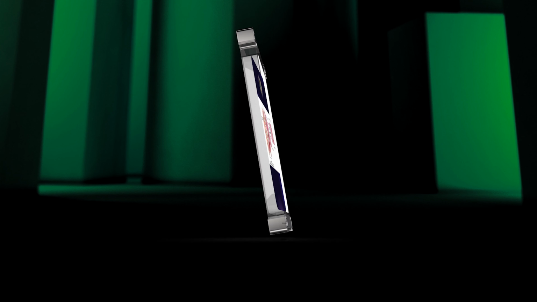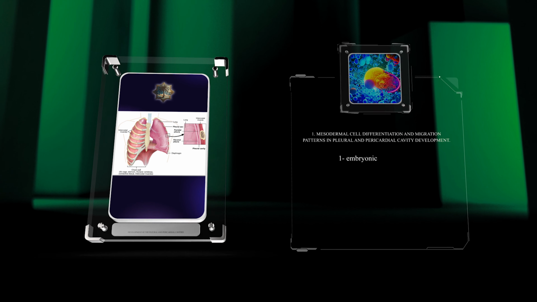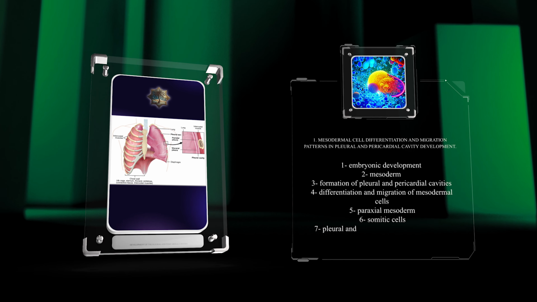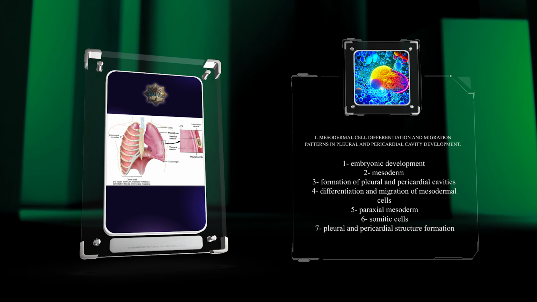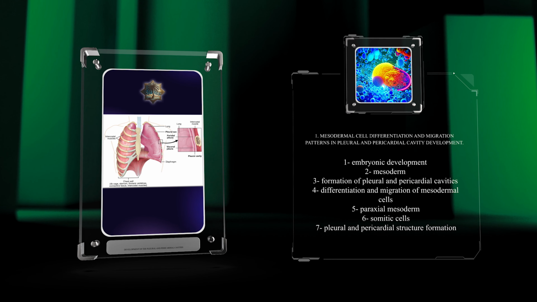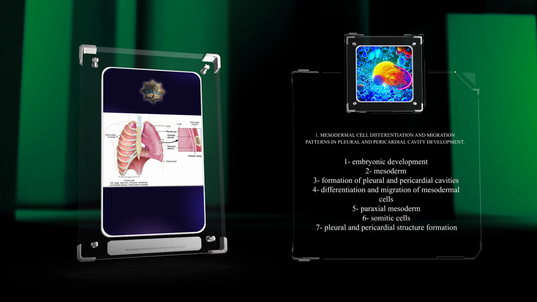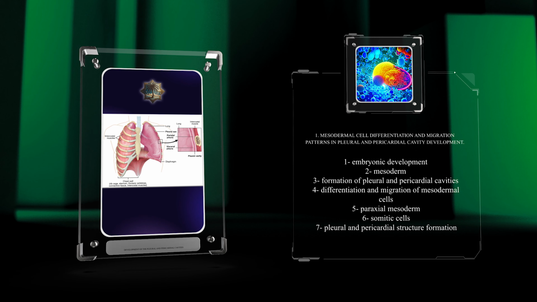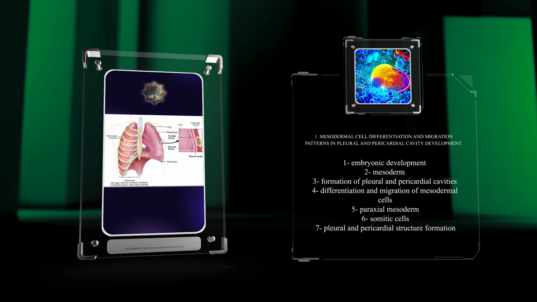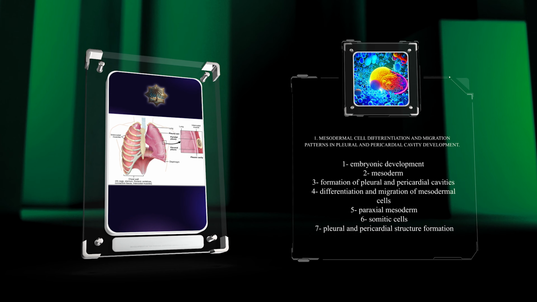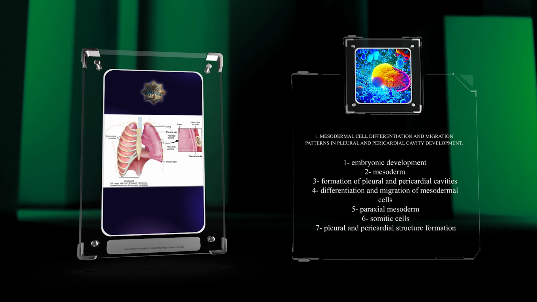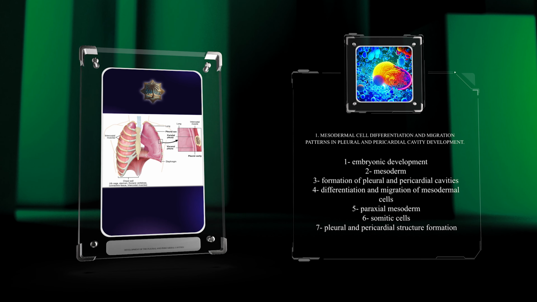During embryonic development, the mesoderm plays a vital role in the formation of the pleural and pericardial cavities. The mesodermal cells undergo a process of differentiation and migration to contribute to the development of these structures. Initially, in the early stages of embryogenesis, the paraxial mesoderm gives rise to somatic cells, which will later play a significant role in pleural and pericardial structure formation.